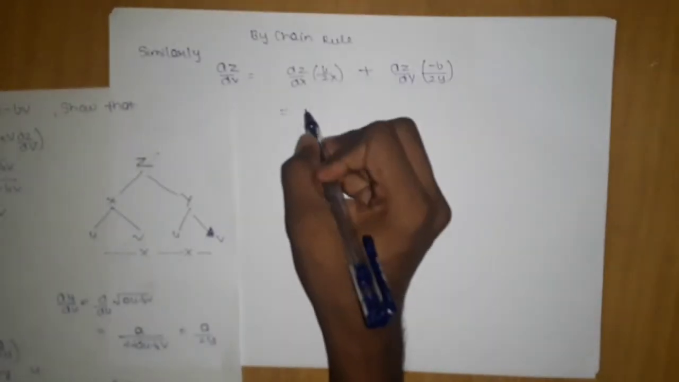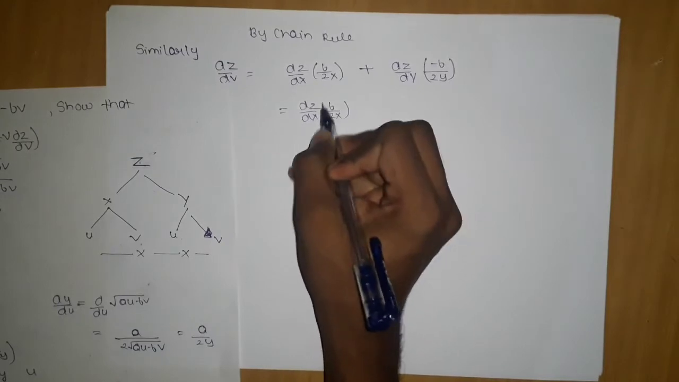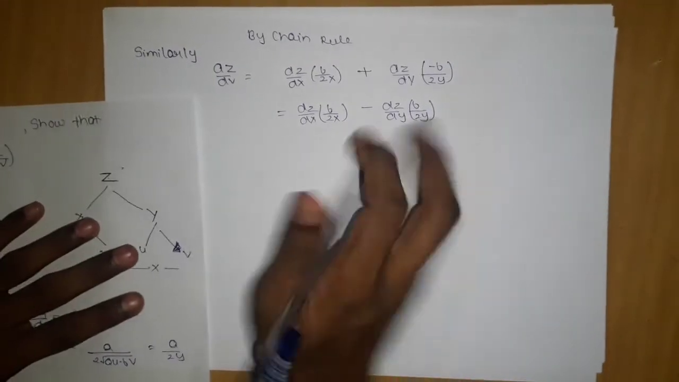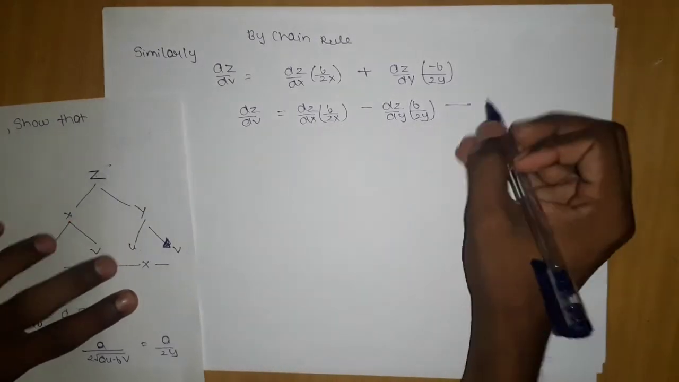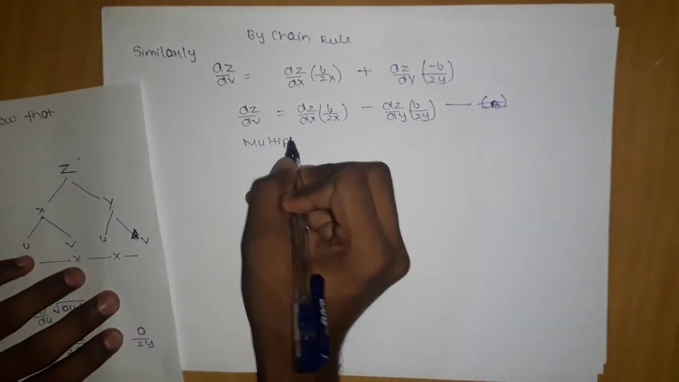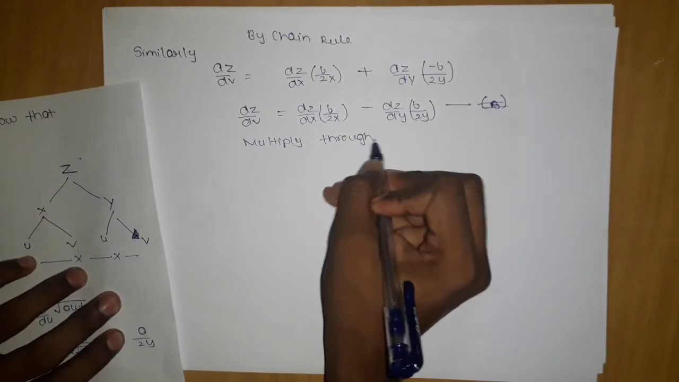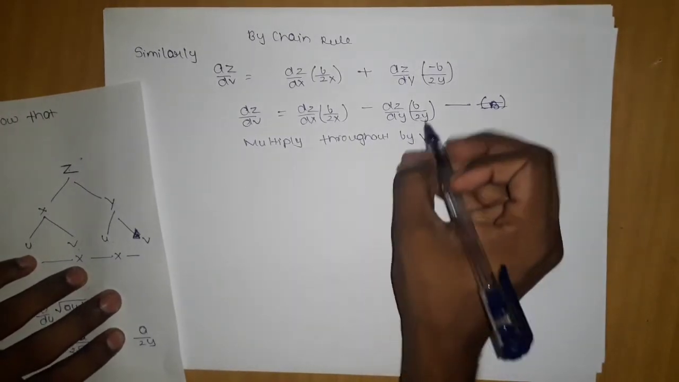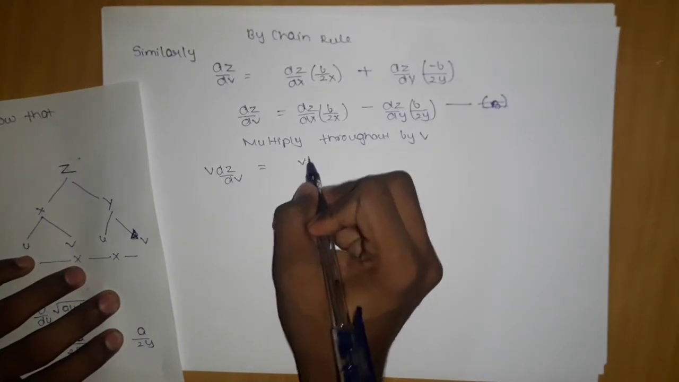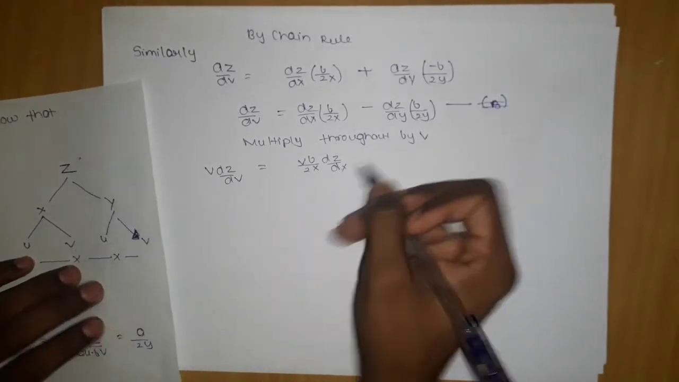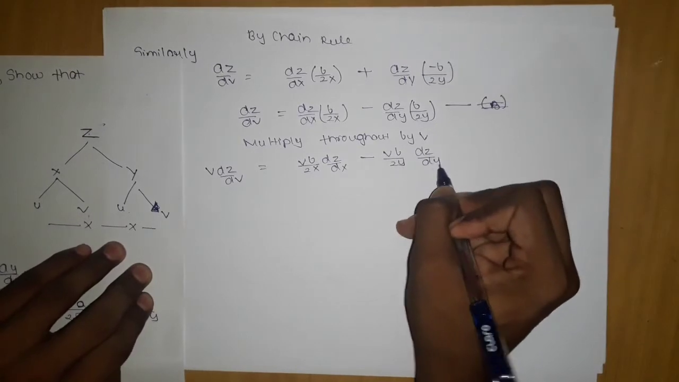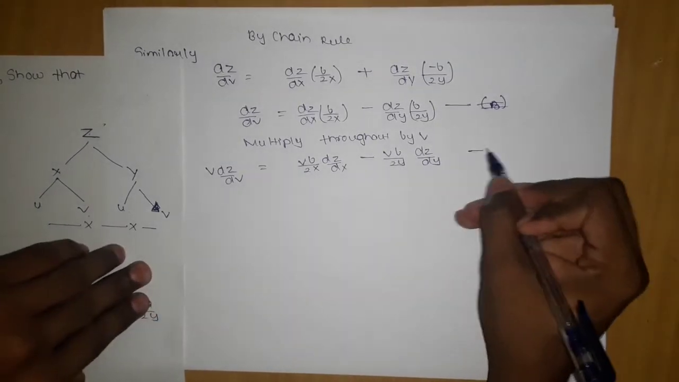So what I'm getting finally is dou z by dou x times b by 2x minus dou z by dou y times b by 2y. If you observe clearly, you will come to know it is dou z by dou v. First multiply throughout by v. So if you multiply, v dou z by dou v will be vb by 2x into dou z by dou x minus vb by 2y dou z by dou y. You can observe it clearly. Now we will call it as some b.